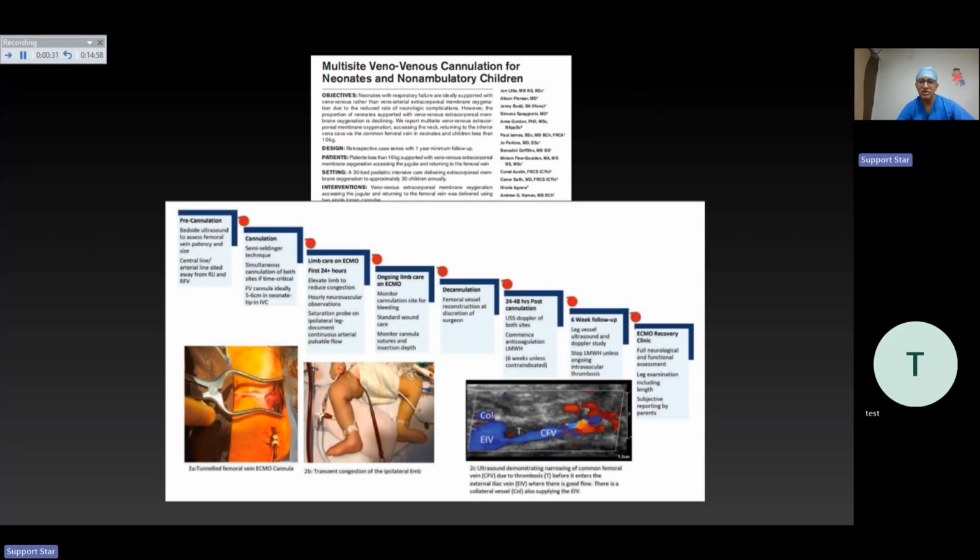Then after that, the limb has to be elevated to prevent congestion. And then it has to be regularly monitored with the Doppler. So once you're off ECMO, you can decannulate and reconstruct your vessels. That has to be done by a surgeon.